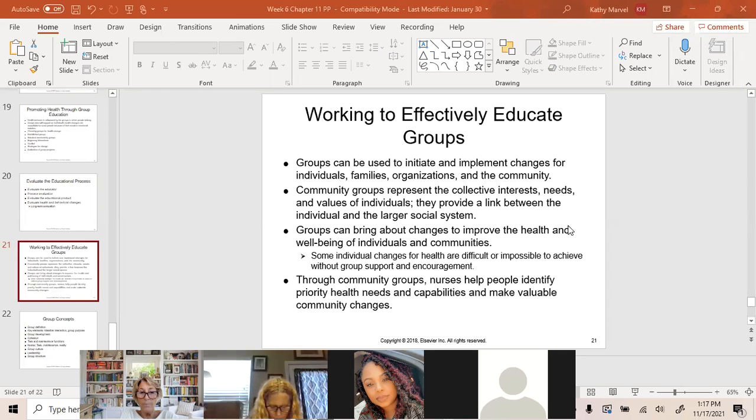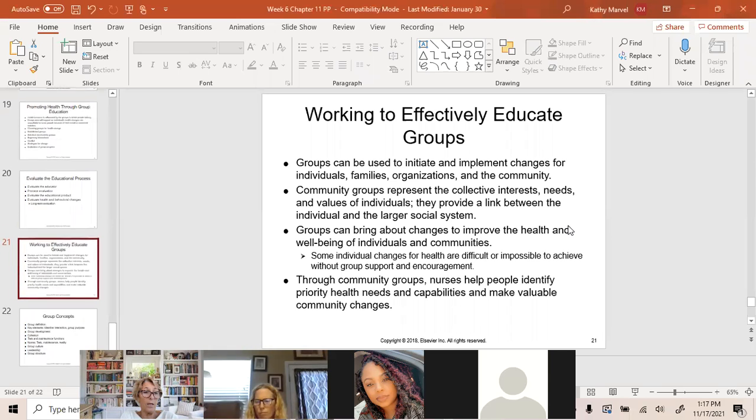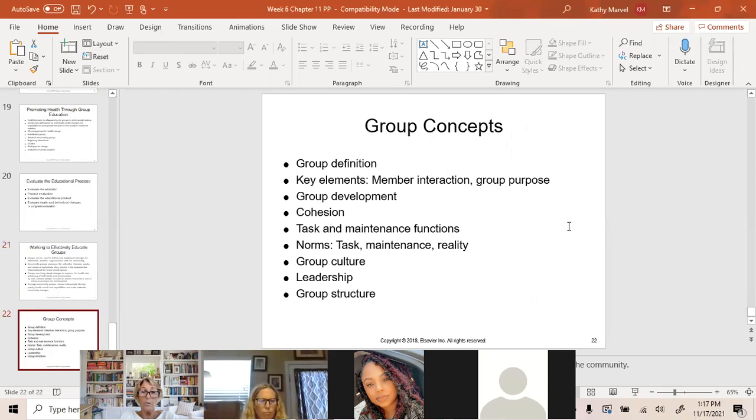Group education can bring about changes to improve the health and well-being of individuals and communities, right? And through effective community education groups, nurses help people identify priority health needs and capabilities and make valuable community changes. Okay, so group concepts, group teaching, group education is an important part because in the community, yes, you will do individual education, family education, but most of your education is going to be groups of people, different populations.